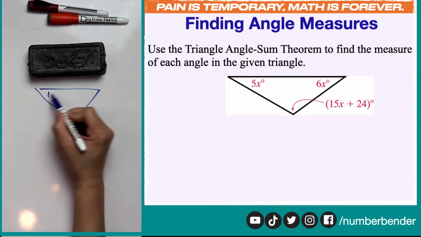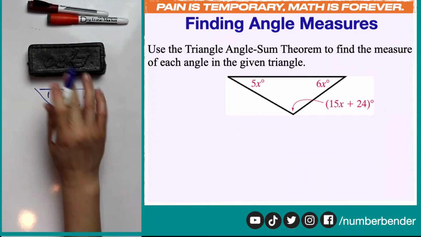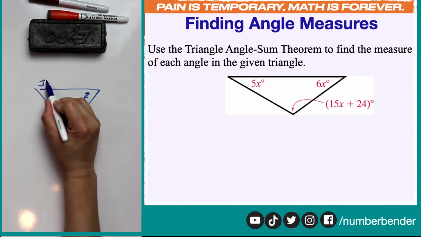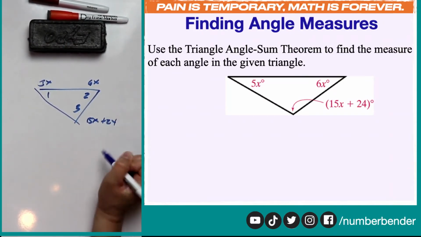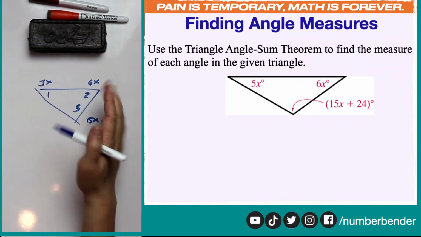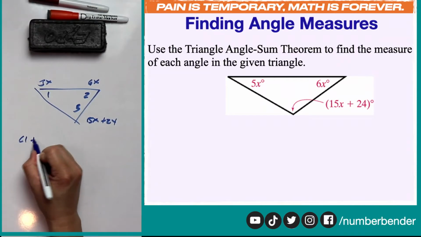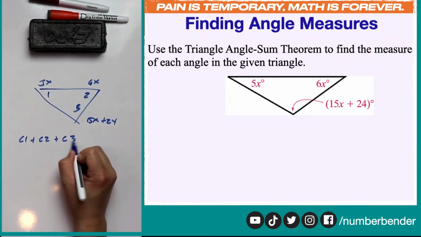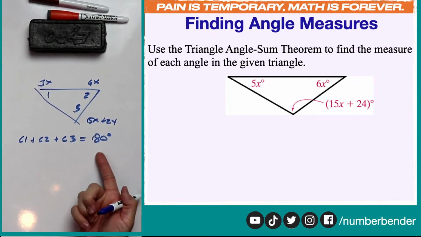Let's say this is angle 1, 2, and 3 as reference, and we know that angle 1 is 5x, angle 2 is 6x, and angle 3 is 15x plus 24. What we know about the sum of the interior angles of a triangle is that if we add angle 1, angle 2, and angle 3, it will equal 180 degrees because of the interior angle sum theorem.